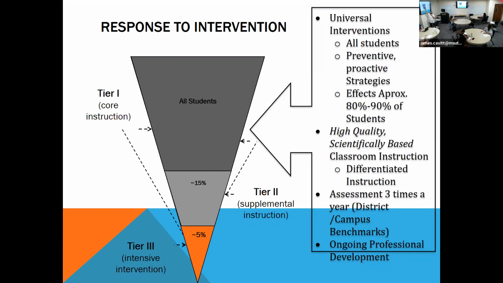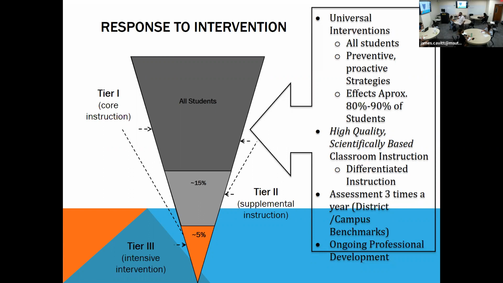What does that say right there? All students. So what does that mean? Tier 1 is all students. So that means every student in your classroom is in Tier 1 for a general ed teacher. Everybody's in Tier 1. It's the core instruction.